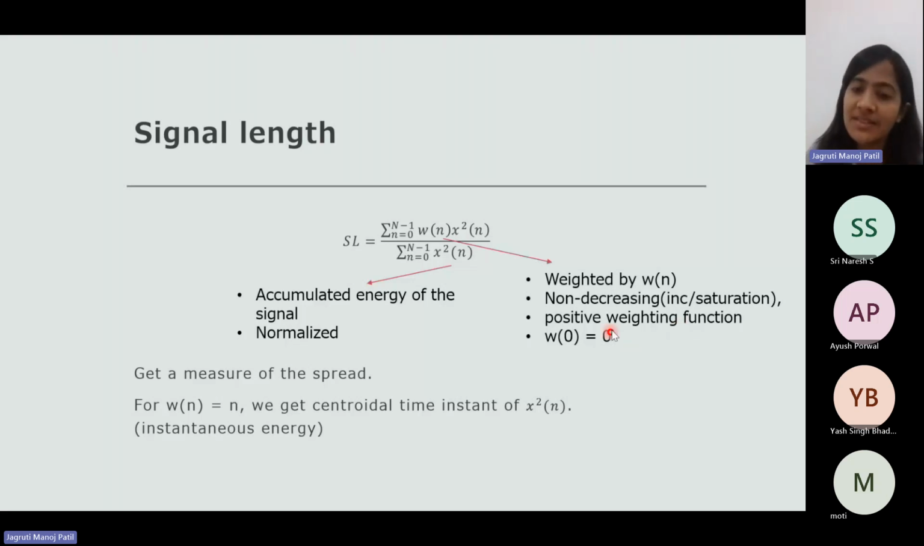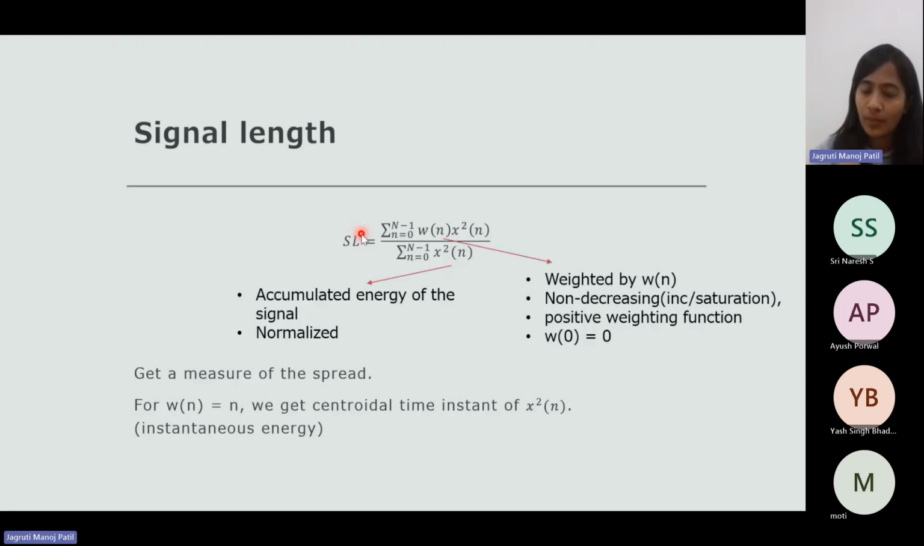So again, if it's a non-decreasing and increasing function, it's obviously a positive weighing function, and we assume that when it starts at 0, the value is 0 and not some offset value through which we would get an intercept on the curve. Then x square of n represents the average energy of the signal, and here the signal length has been normalized with respect to it.